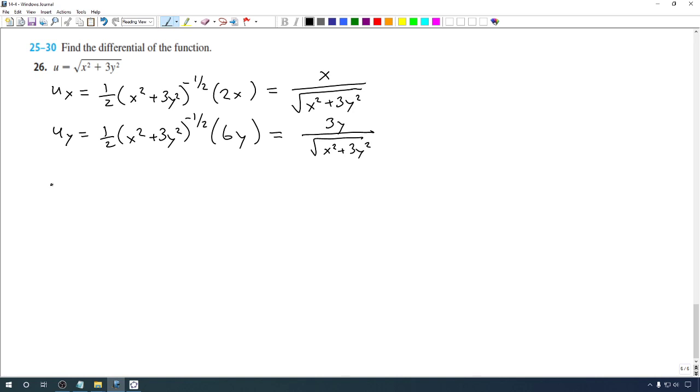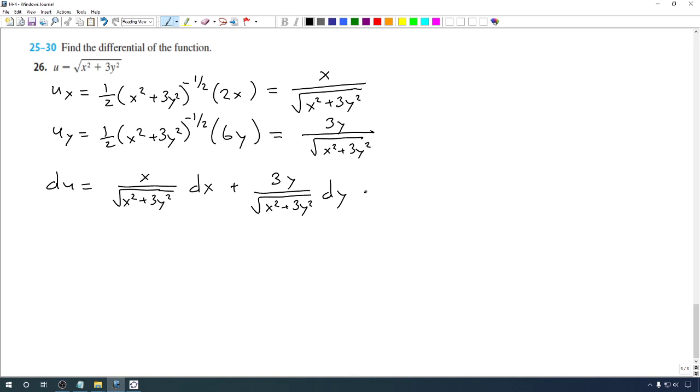So our differential, our du, is this partial derivative times dx. So we'll go ahead and just write that in there. That partial derivative is times dx. We have this partial derivative times dy. And that's our formula for our differential.